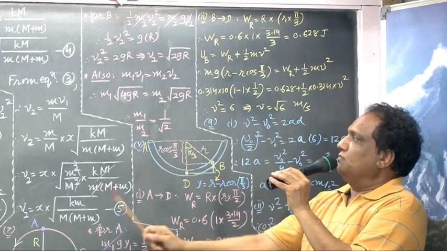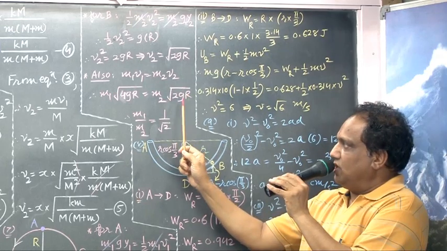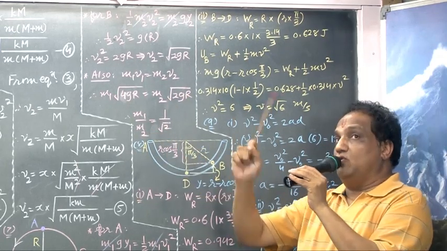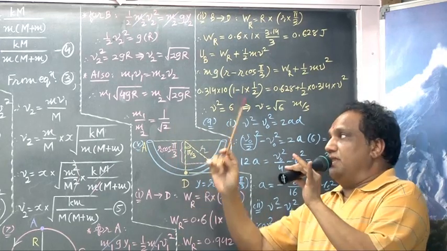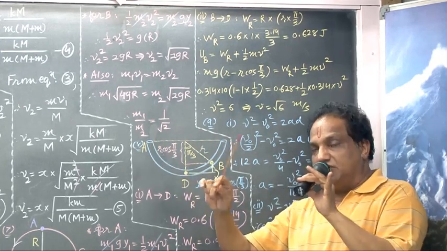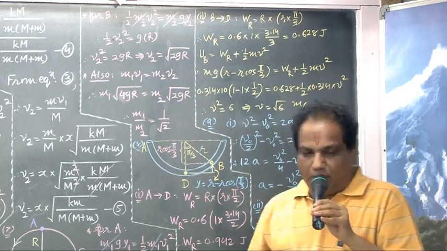Under root of 4 is 2 and here it is under root 2. We want m1 upon m2, so it will be root 2 upon 2. Root 2 upon 2 means what? 1 by root 2. Okay. They may ask m2 upon m1 in the examination. It will be root 2 upon 1. Got it? Next. Number 8 is very good.